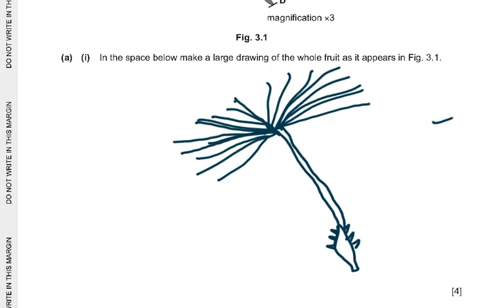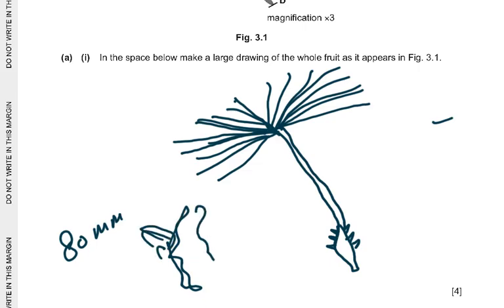Then 80 millimeter minimum length. So it has to be a big diagram. 80 millimeter is just for the examiners to mark it. If it was a very tiny drawing, if it was only a very short drawing, something like this, then of course this is very small, it's not 80 millimeter. So 80 millimeter length of the stalk and the seed.